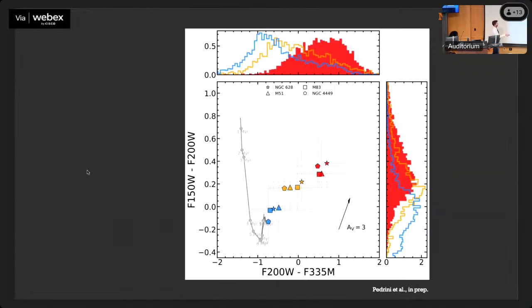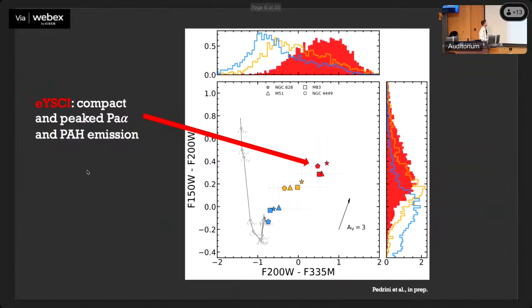So this is true for all the galaxies we are observing, and it's defined by different evolutionary sequences of these star clusters. So we start with the first one. These are the EYC1, as Elena already defined. These are selected to be very compact in Paschen alpha and in 3.3 micron PAH emission.